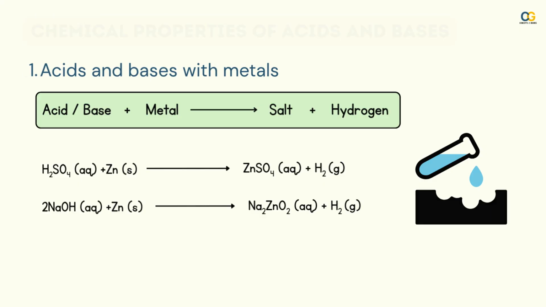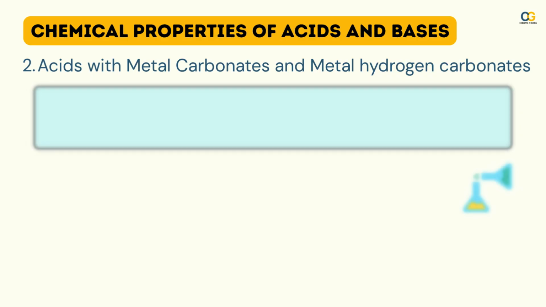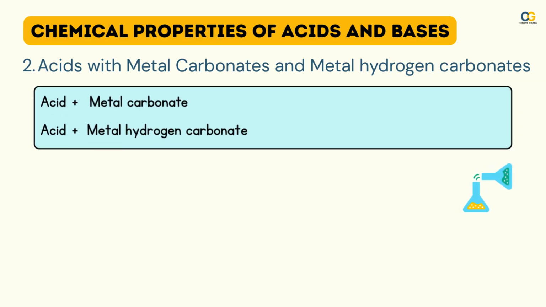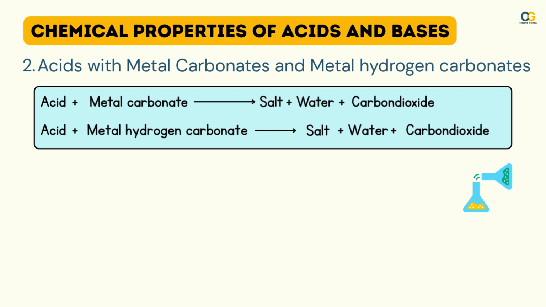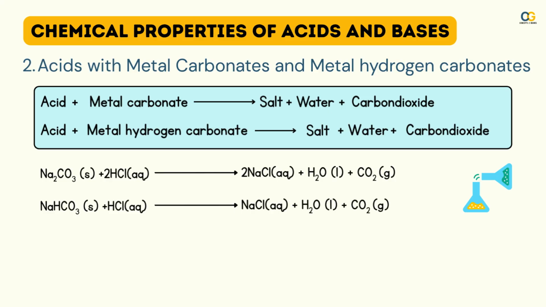Moving on to acids with metal carbonates and metal hydrogen carbonates. Bases do not react with these two, hence we do not observe their reactions. So acids with a metal carbonate or hydrogen carbonate give rise to salt, water and carbon dioxide. So if sodium carbonate is reacted with hydrochloric acid, it gives rise to a salt, which is sodium chloride, H2O, which is water, and carbon dioxide. Similarly, sodium hydrogen carbonate with hydrochloric acid also gives rise to sodium chloride, which is a salt, water and carbon dioxide.